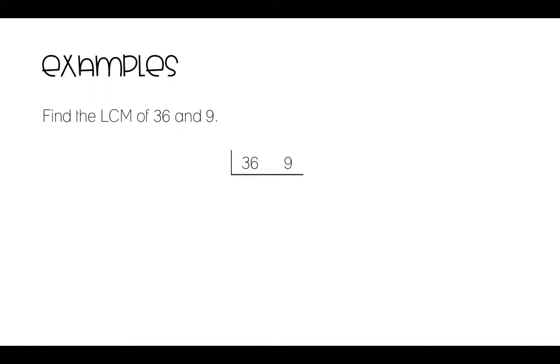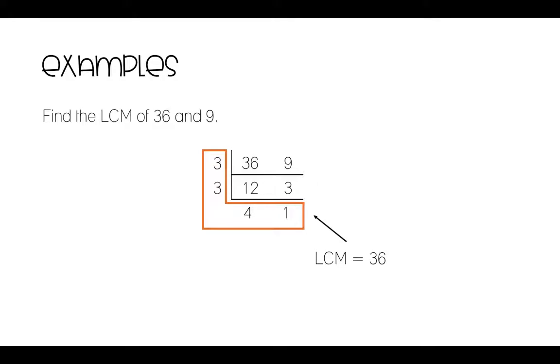So 36 and 9, so what goes into both of these easily? Well, I went for the 3. So 3 goes into 36 12 times, and into 9 3 times. And then we go, 3 goes into both again, so 3 goes into 12 4 times, and into 3 once. So our highest common factor is 9, our 3 times 3. And our lowest common multiple is 3 times 3 times 4 times 1. So 3 times 3 is 9, and 9 times 4 is 36. So that is our lowest common multiple.